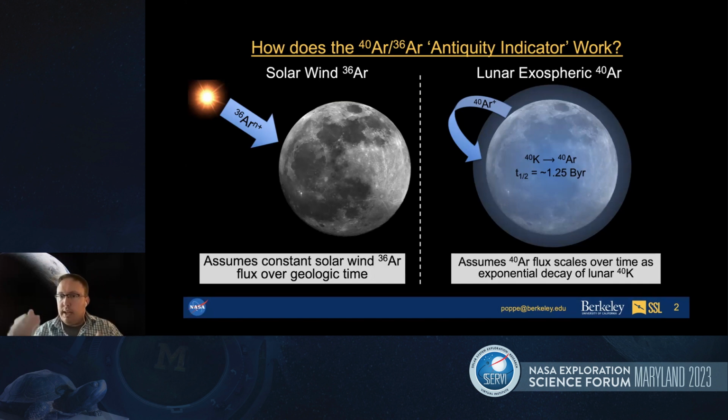So you have these two competing sources, 36 argon on one hand and 40 argon on the other, and the ratio of these two is generally what we're looking at in this antiquity indicator. And the assumptions are that the solar wind flux stays constant over time, and the 40 argon flux follows this radioactive decay curve.